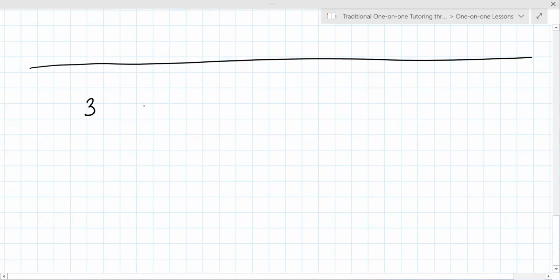So let's say it's 3 minus negative 2x plus 4 minus 6x.